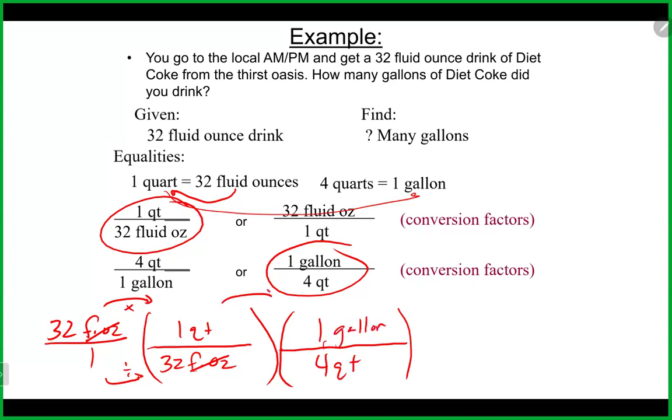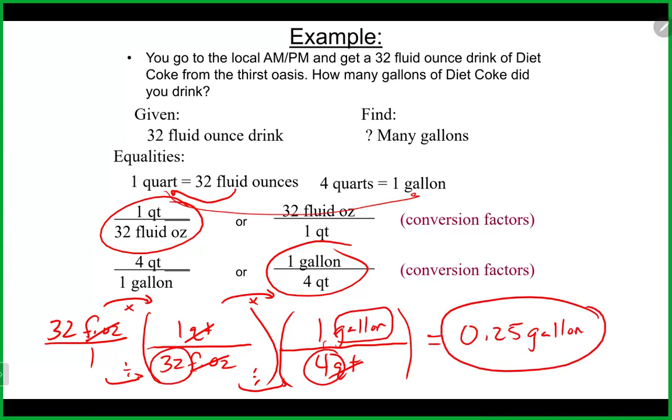Once again, still multiplying the top, dividing the bottom. By dividing the bottom there, the quarts are going to cancel, and that is going to give me only gallons left as my unit, which is what I'm looking for. I'm going to multiply across there. That's 32 times 1 is 32. I'm going to divide by the first number here and hit equals. And I'm going to divide by the next number here and hit equals. And that is going to give me 0.25 gallons.